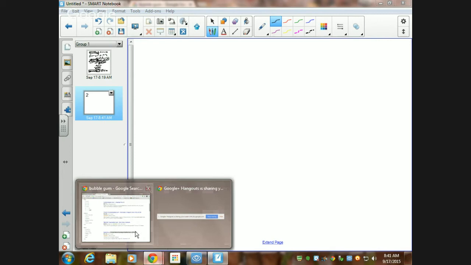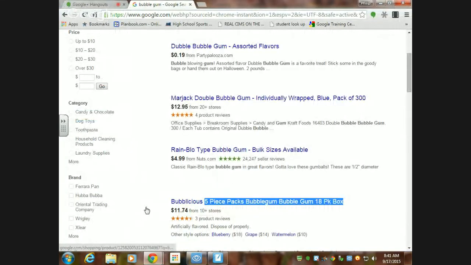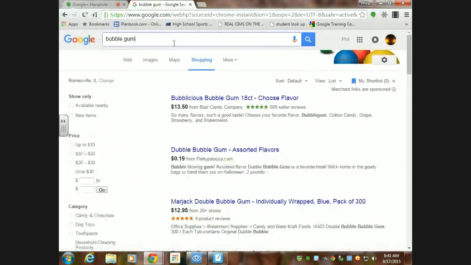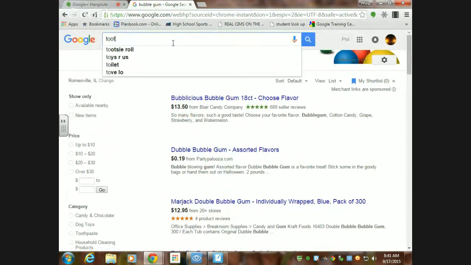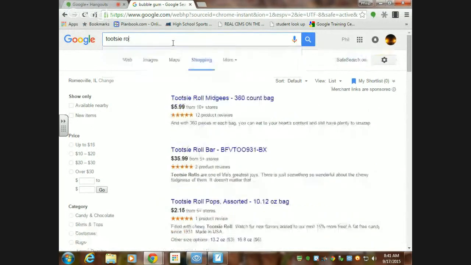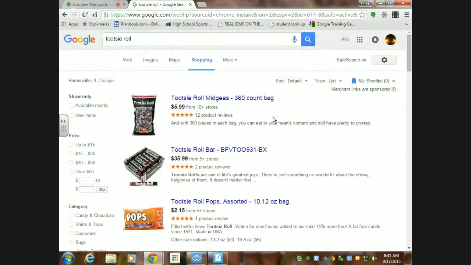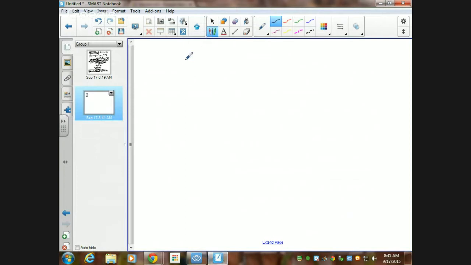Let's look up Tootsie Rolls. How do you spell Tootsie Roll? T-O-O. Tootsie Rolls. All right, there you go. 360 count for $5.99. What does 1 roll cost?